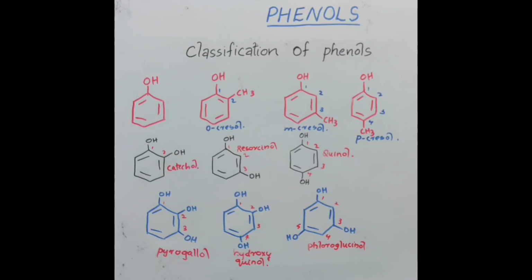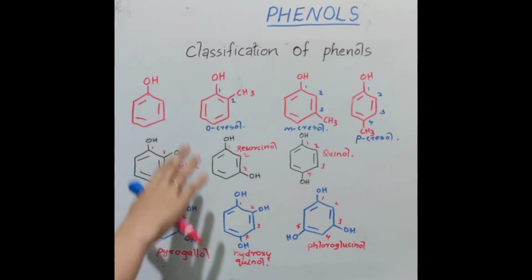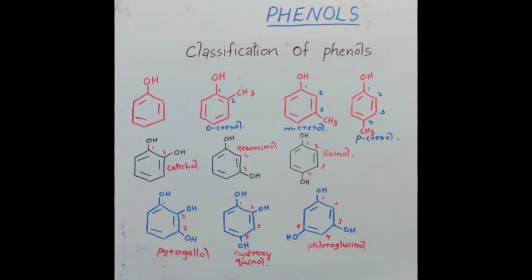These are the classifications of phenols. Phenols may be classified into mono, di, tri or polyhydric phenols respectively, depending upon whether they contain 1, 2, 3 or many hydroxyl groups in their structures.